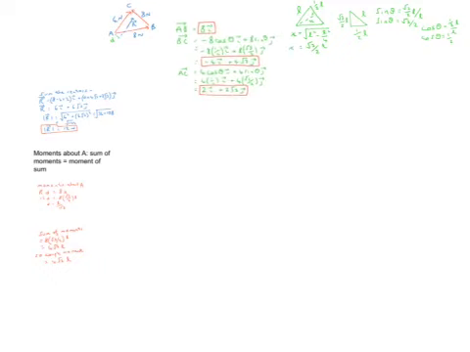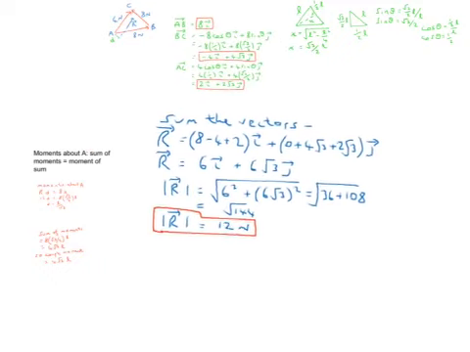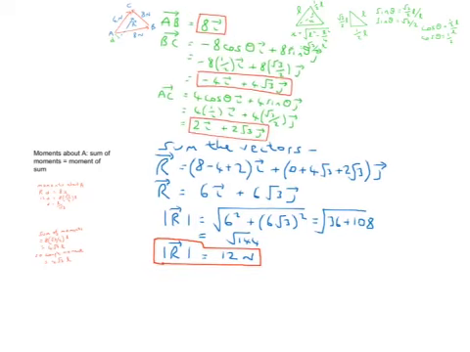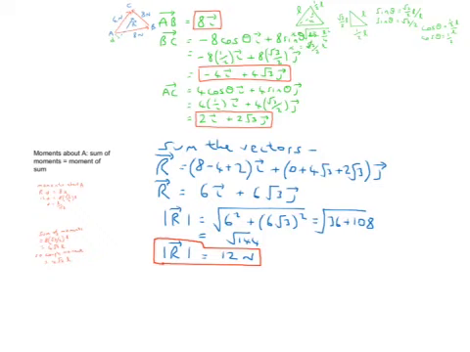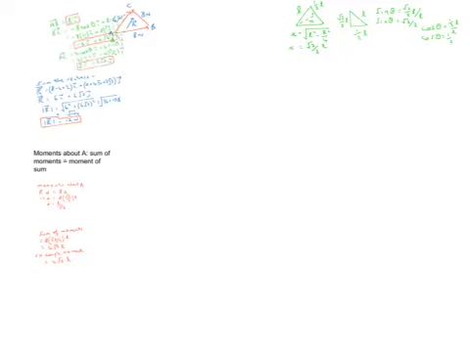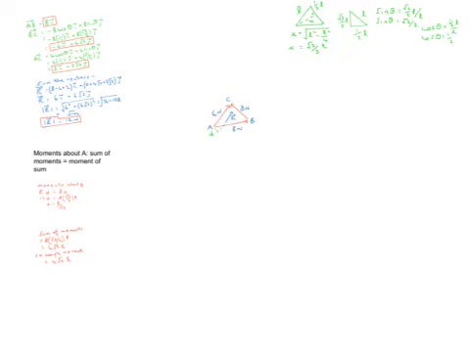We can add those to give us the resultant. In that case, we have 8 minus 4 plus 2 i and 0 plus 4 root 3 plus 2 root 3 j. That gives us the 6i plus 6 root 3 j, and when we calculate the magnitude, that gives a magnitude of 12 newtons. So we have a resultant which is 12 newtons in magnitude.